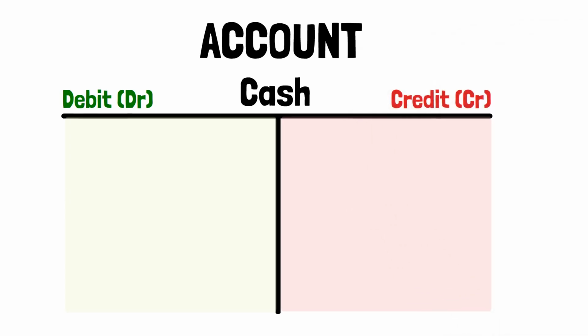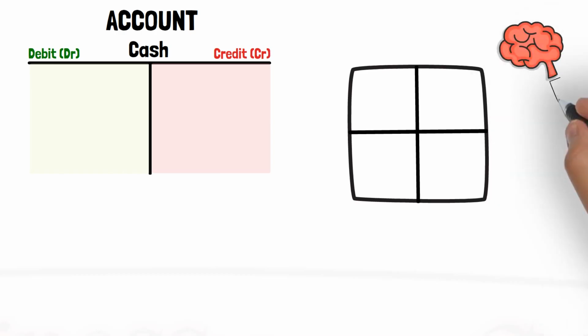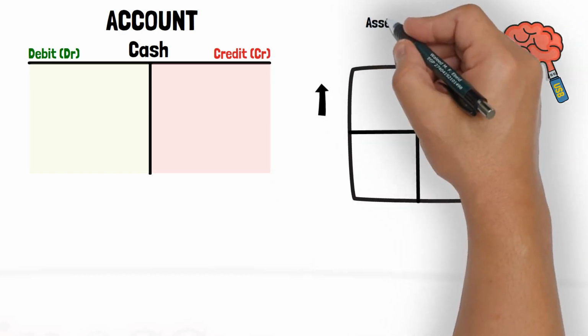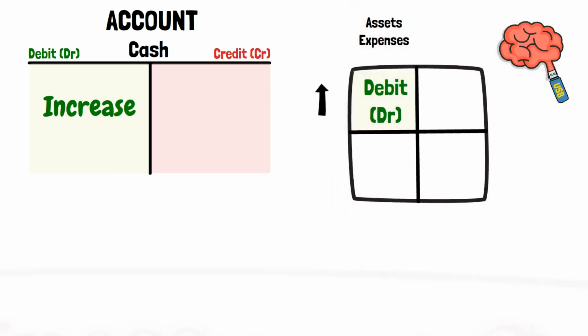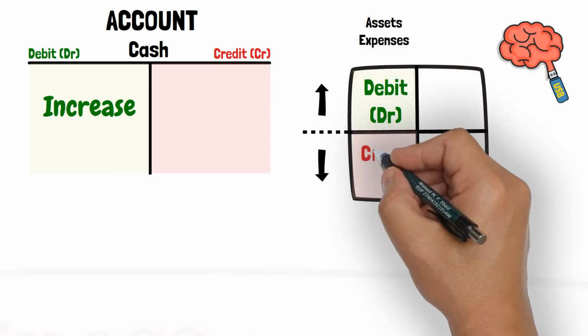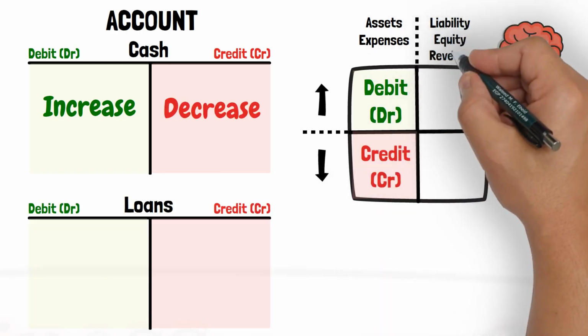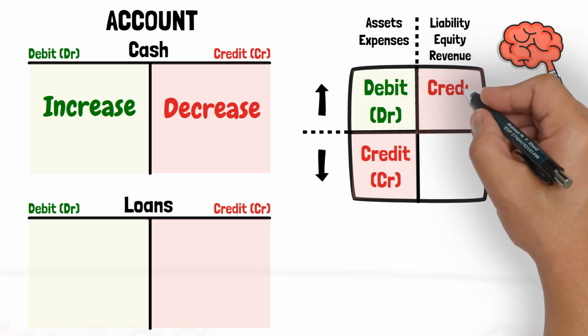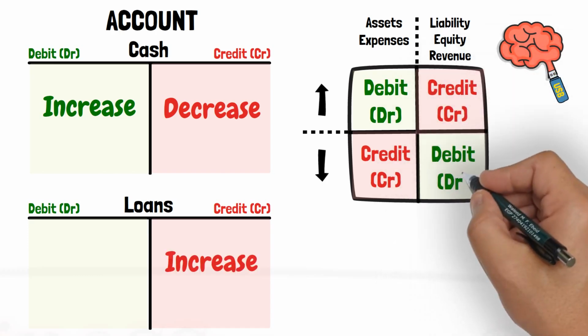How do accountants record the increases and decreases in an account? Here is a matrix that you should memorize. It says, increases in an asset or expense accounts are recorded in the debit side of the account, and decreases are recorded in the credit side. Increases in a liability, equity, or revenue accounts are recorded on the credit side, and decreases are recorded in the debit side.